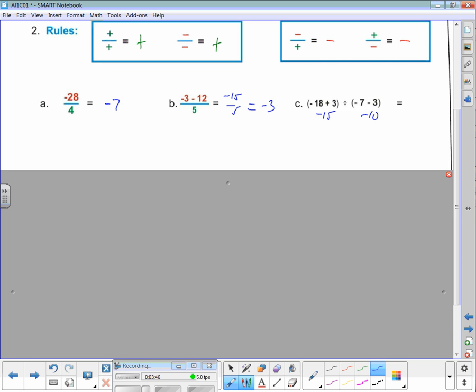Negative 15 over negative 10 is what? A 3/2, right? When you reduce negative 15 over negative 10, you get a positive 3/2. Do you concur? Beautiful. Awesome. Amazing.